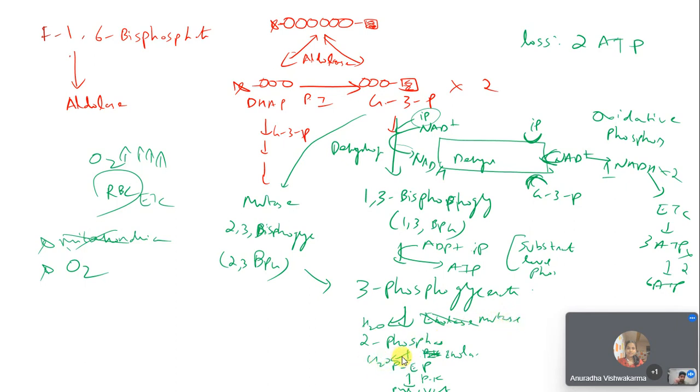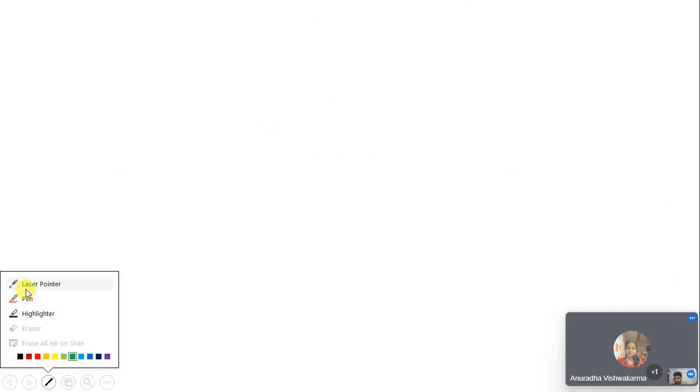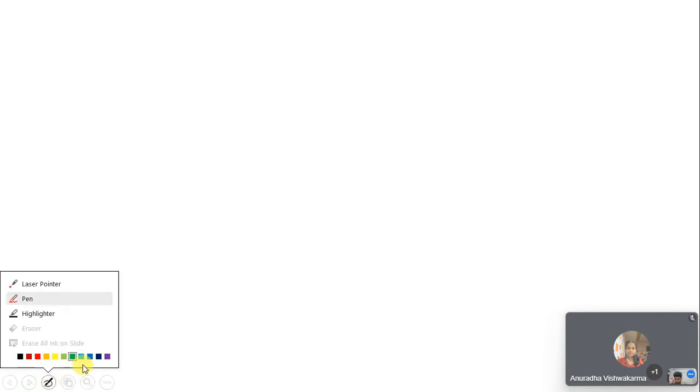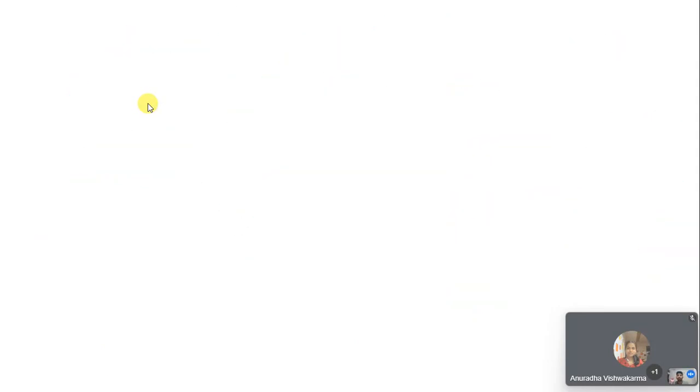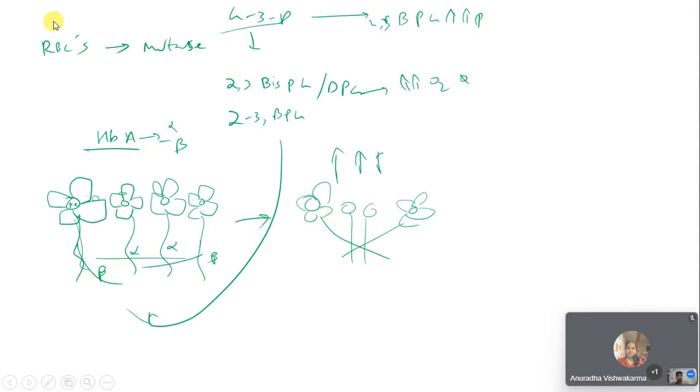Where is the second ATP formed? From PEP to pyruvate. Okay. We have already read this. Now this is the final thing I want to teach. From PEP to pyruvate. So you know this, right?